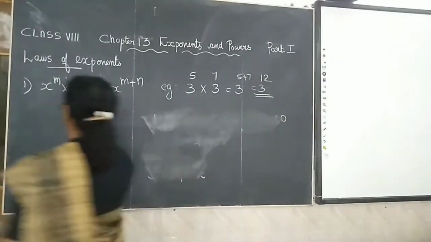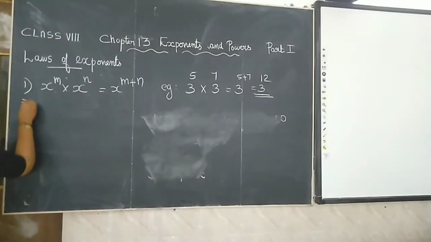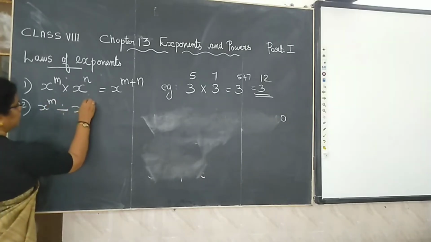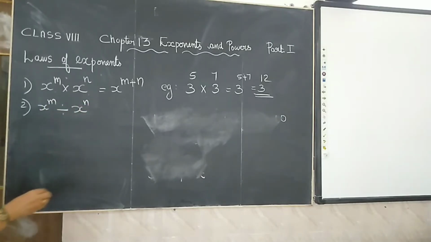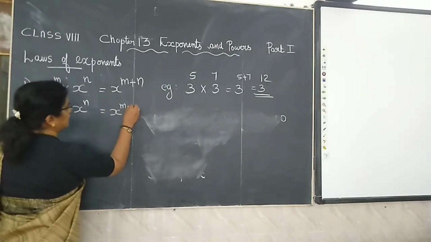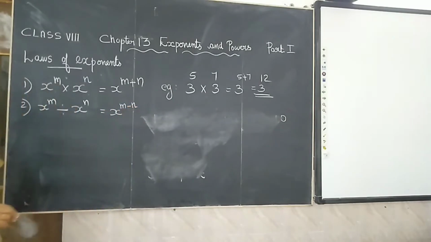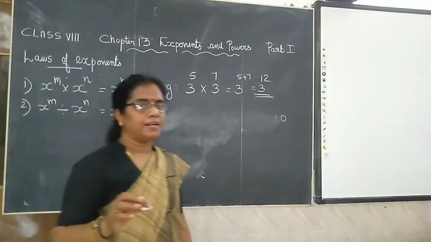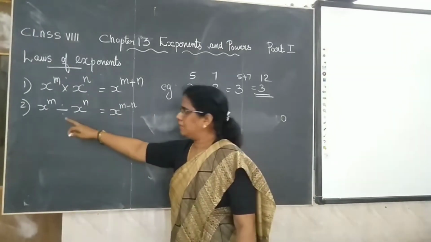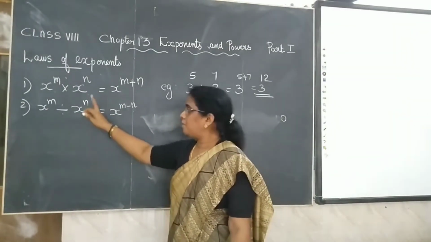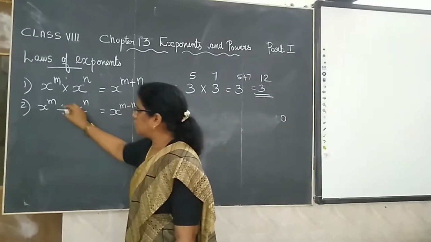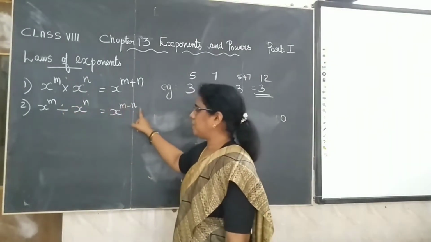Now next one: x raised to m divided by x raised to n is equal to x raised to m minus n. That is, if you want to divide exponential forms, here the base is same, x in both cases, and the power is different. And we have to do the division. So for division, subtract the powers.